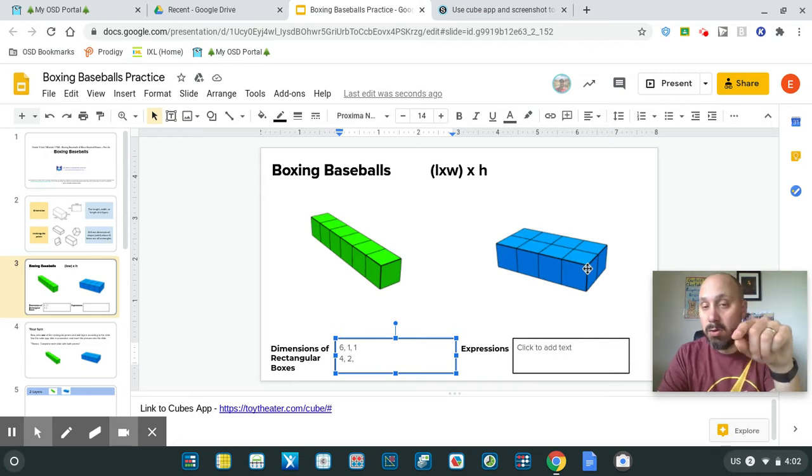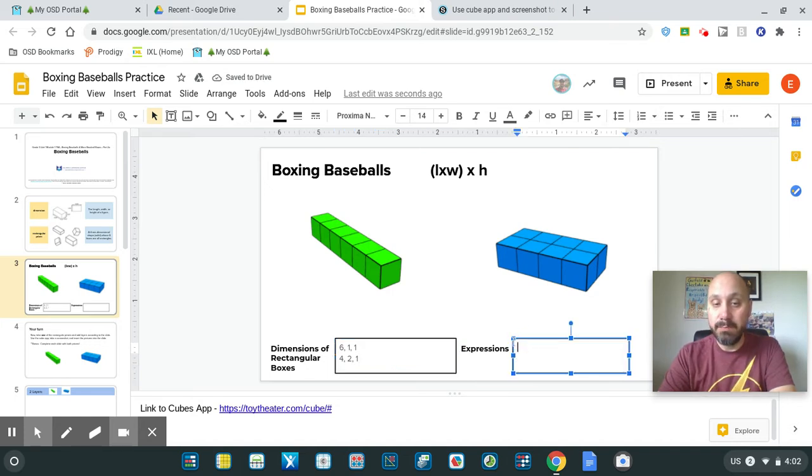It's still just 1 cube length high. So it's just one high, 1 cube high. So the green one is a 6 by 1 by 1 rectangular prism. The way we write that as an expression is we use parentheses first. So shift 9. I press down shift and hit 9 to get the start of my parentheses. And I write the length.